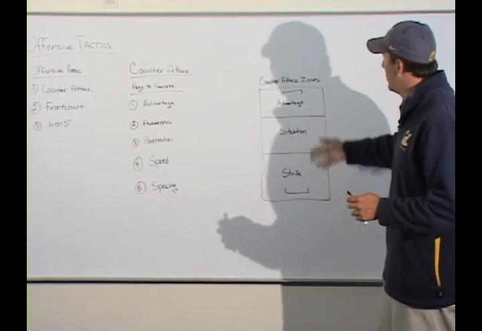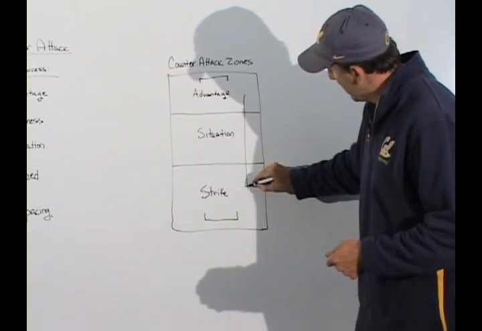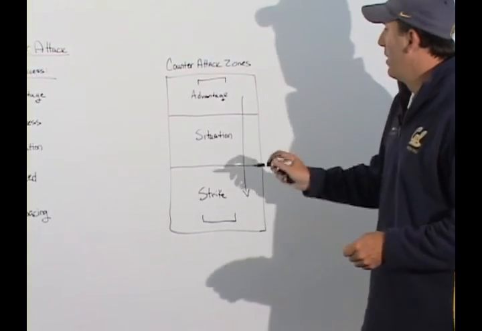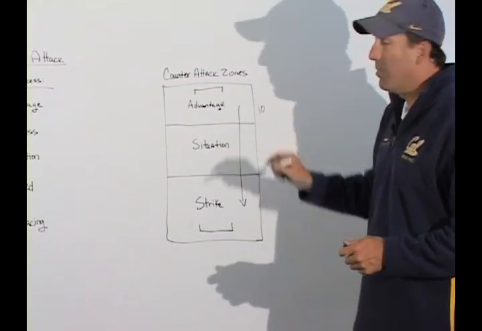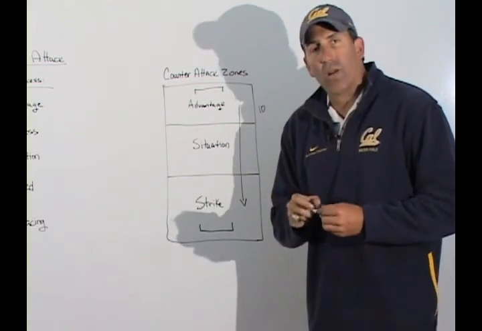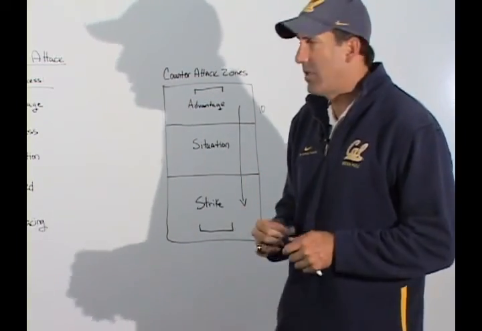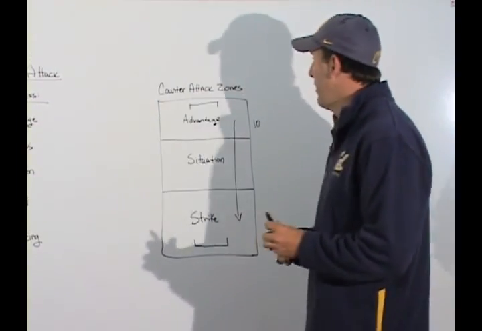We're going to look at the zones of a counterattack. If we're attacking this way, the first 10 meters or so is going to be that advantage zone. That's where you want to create the advantage of a counterattack. That's where you want to get in front of your defender and maintain that advantage.